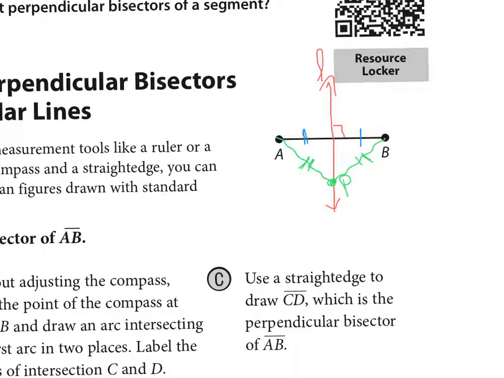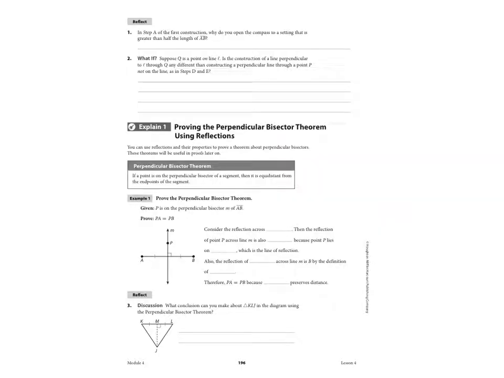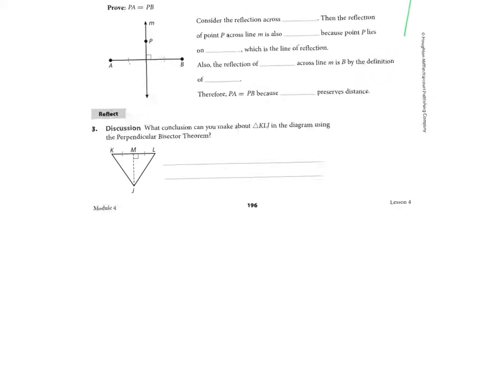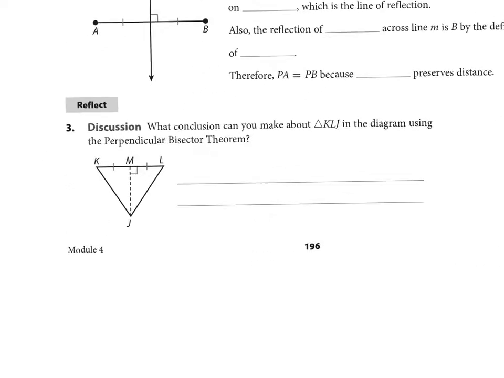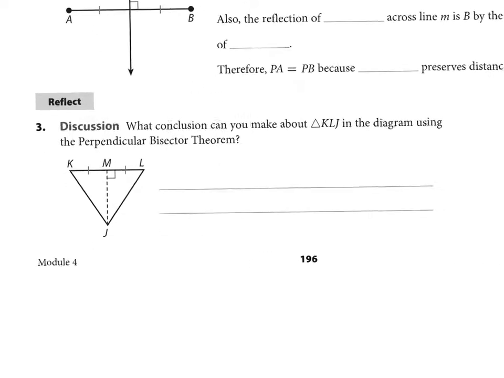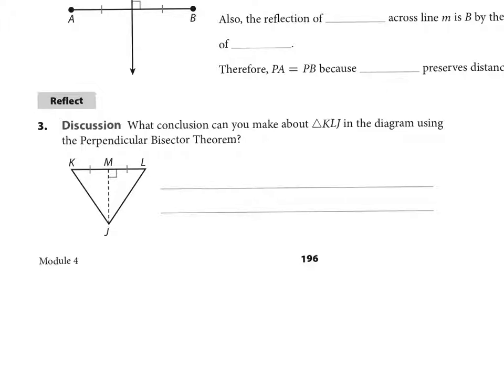So let's flip to the next page and look down here at number 3. What conclusions can you make about triangle JLK in the diagram using the perpendicular bisector theorem? Well, I know that KM is congruent to ML, don't I? And it says right there.